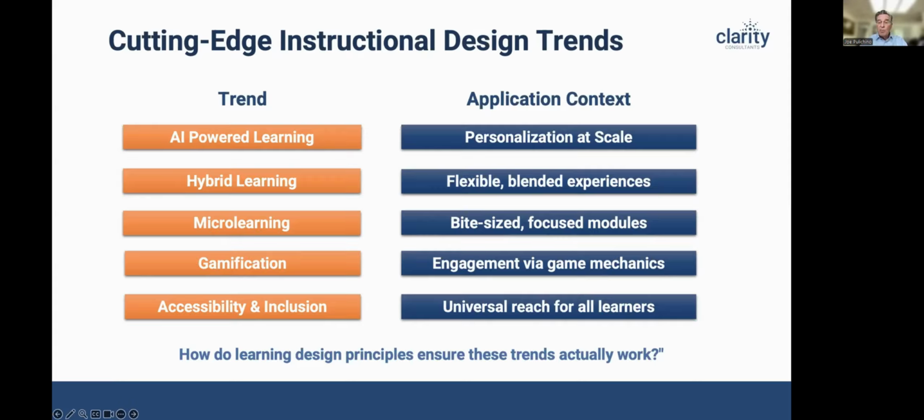Now, here's the issue. Sometimes these trends are implemented well, but sometimes not. The difference? Whether learning principles are guiding their design. So to fine-tune today's question even further, how can learning principles guide the successful implementation of these trends?